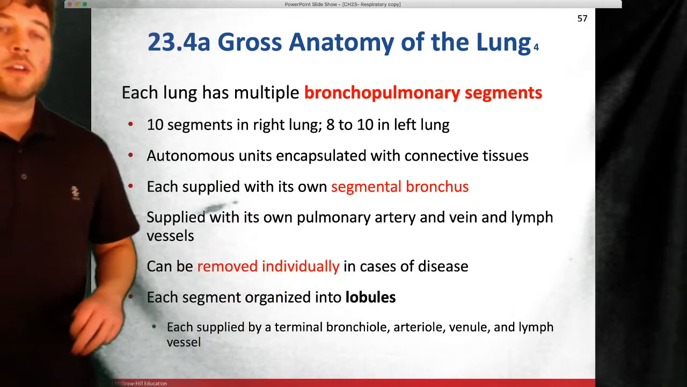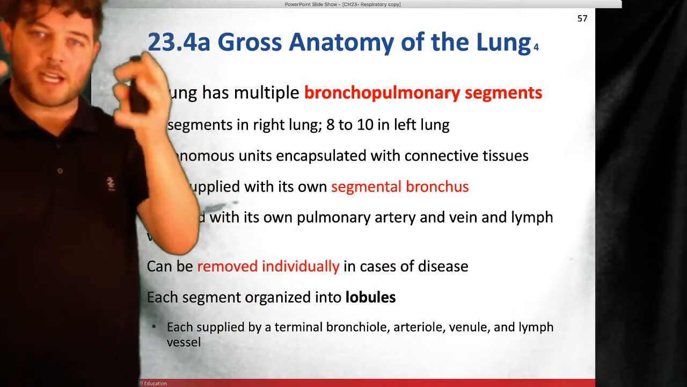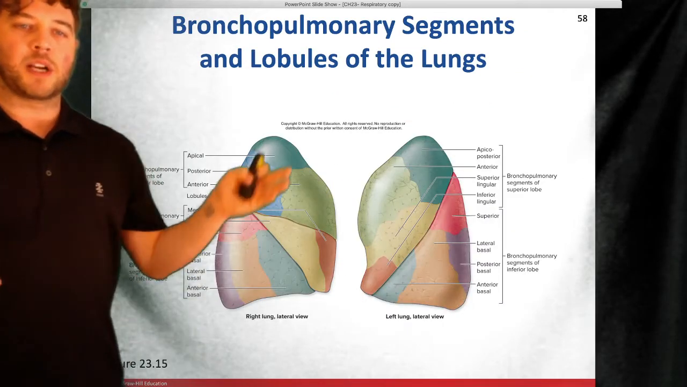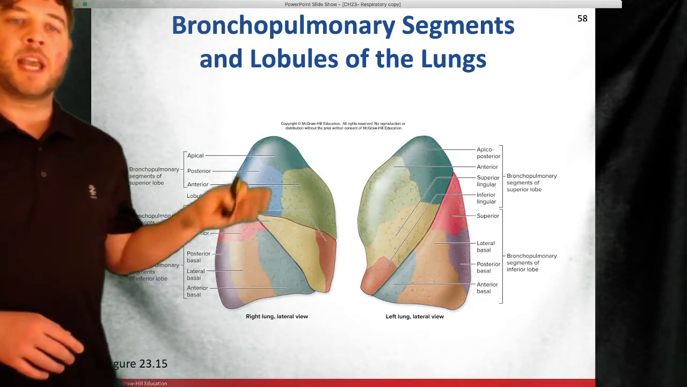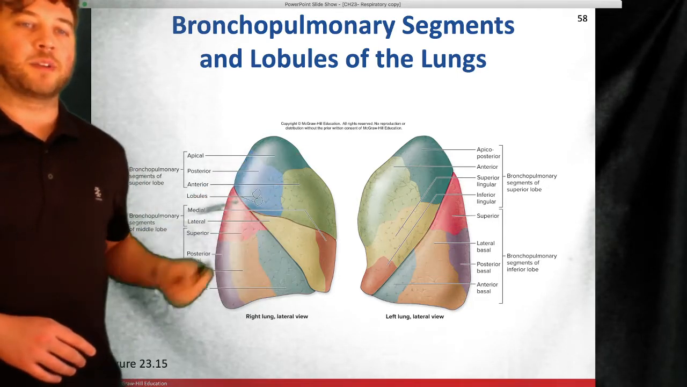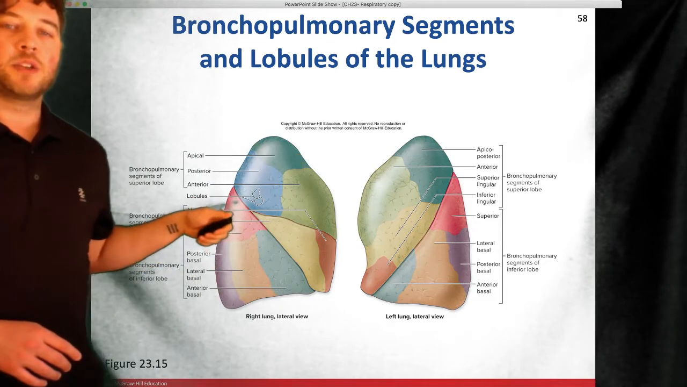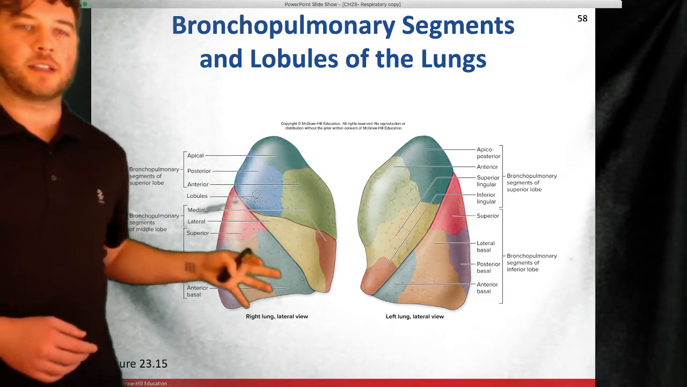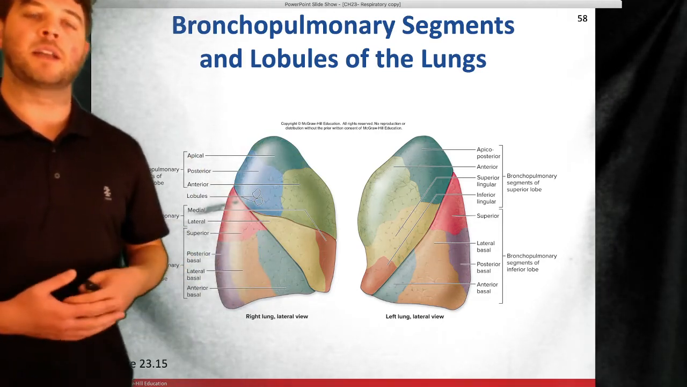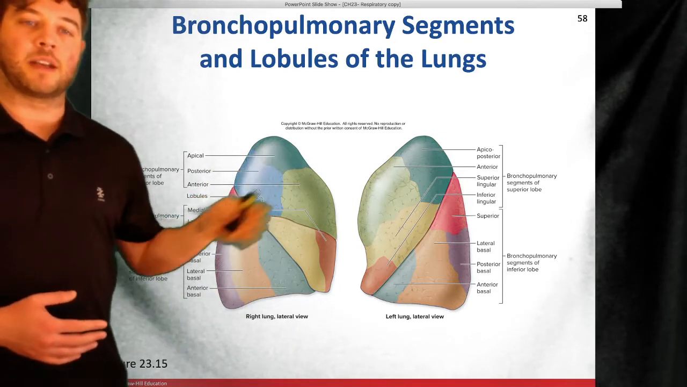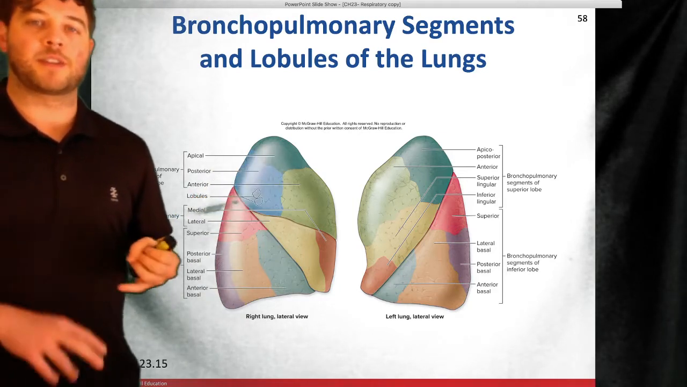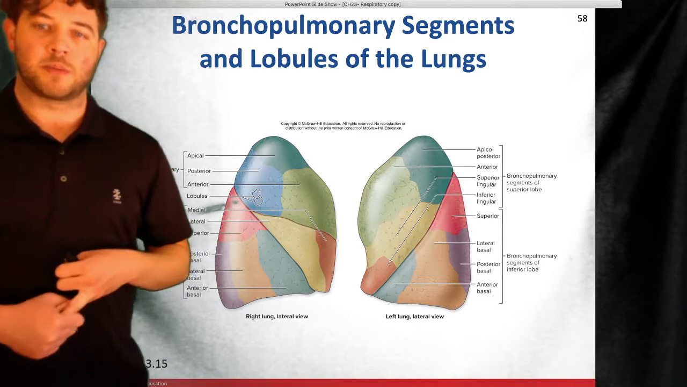So it's essentially just saying that we can break our lungs down into smaller and smaller sections, and each of these is going to be completely autonomous. So if this portion of your lung is diseased, you could remove that one portion, and in theory, the rest of it would still function perfectly fine, because each portion has its own vascular and respiratory supply.